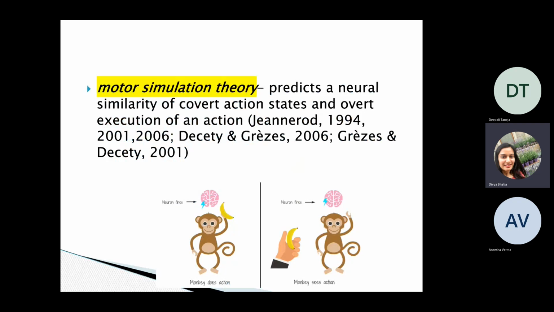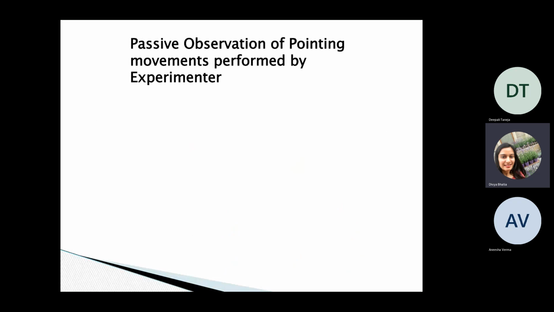All of these ideas were based on the mirror neuron theories and the motor simulation theory. All of these theories propose that observing someone else performing a movement is the same thing as doing it yourself. All of you here are aware of the mirror neuron work, and well, this is really fancy stuff, so we didn't really base our ideas on this, but basically on the motor simulation theory, which predicts a neural similarity between covert action states and the overt execution of an action. So to investigate this, we conducted a second experiment, which was the passive observation of pointing movements performed by another person. Now let's see what happens in this case.